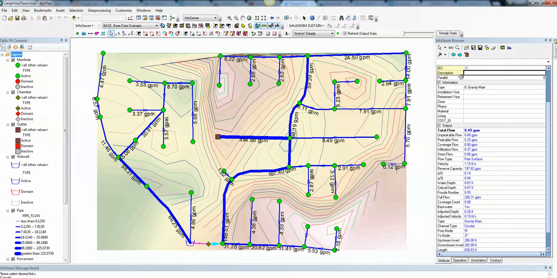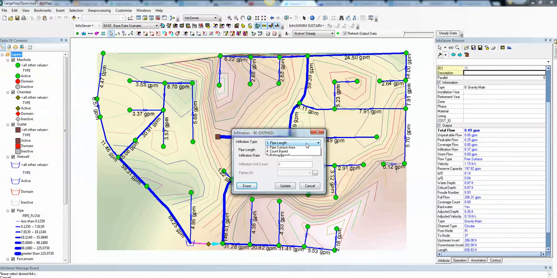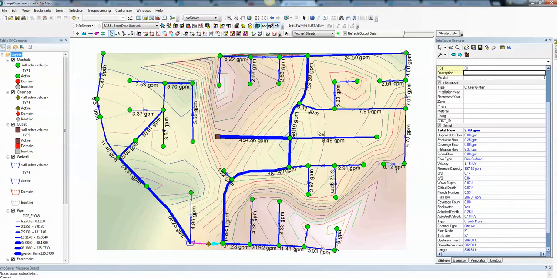Infiltration is defined in a link as two things. It's either pipe diameter length, pipe surface area, count-based, or pattern-based. There's a lot of flexibility inside of InfoSewer.